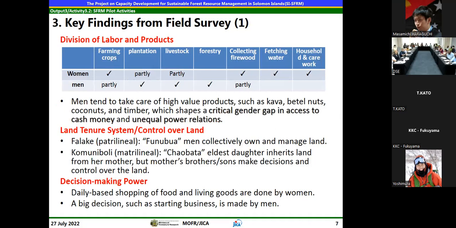So the men have more copra, while women have cooked food. Cooked food has more money, but copra has big money. That's where the men go. And then the women go for the investment, daily income at times. Then the land system, control over land there.